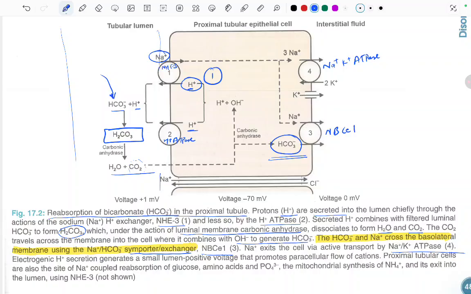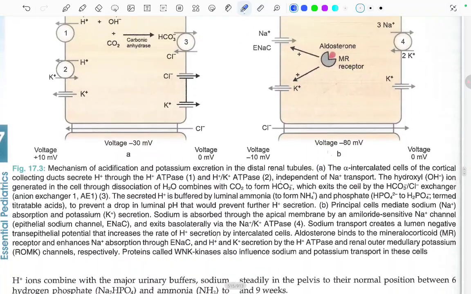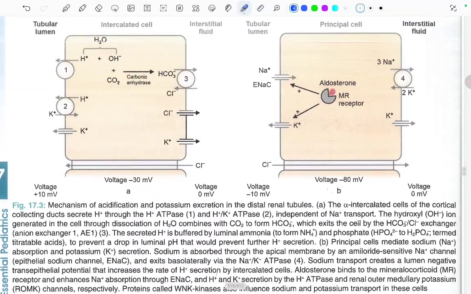Electrogenic hydrogen secretion generates a small lumen positive voltage. Because of this H plus coming into the lumen, a small lumen positive voltage promotes the paracellular flow of cations. Proximal tubular cells are also the site of sodium coupled reabsorption of glucose, amino acids, and phosphate. The mitochondrial synthesis of NH4 and its exit into the lumen as NH3 is not shown here. Let's move ahead to the next image.